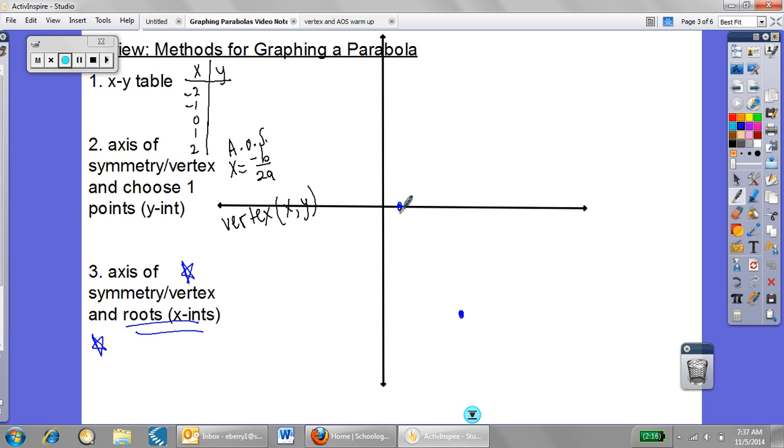I want to know where the parabola touches on the x-axis. These 2 points right here. These are called the roots. Or you can call these the x-intercepts. The nice thing about these x-intercepts is the y value is 0. It's always 0. Any point along this x-axis, the y value is always 0. We want to find what this x value is. Okay, let's begin with a problem.